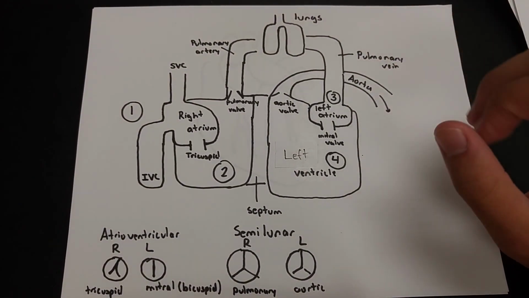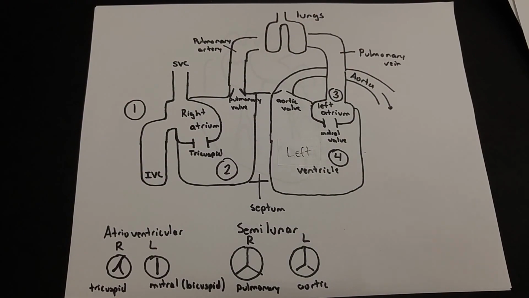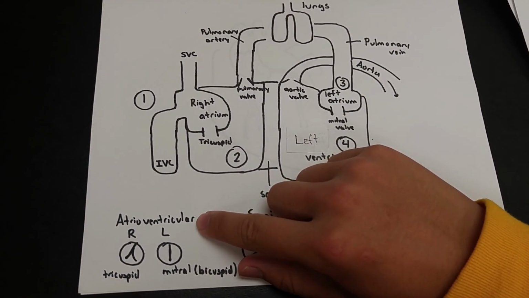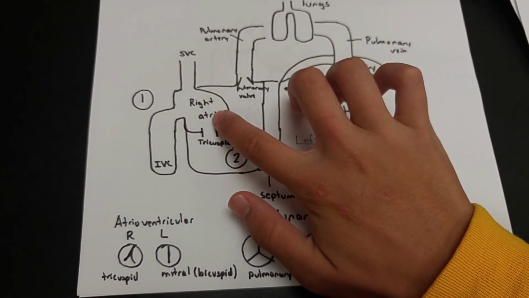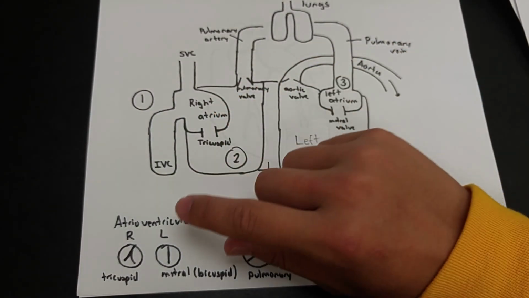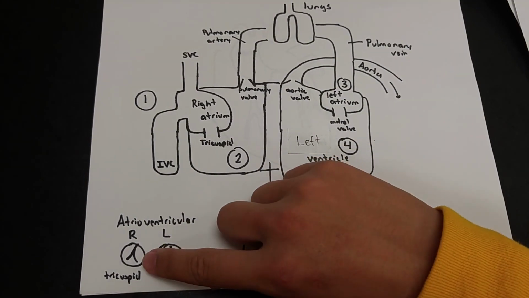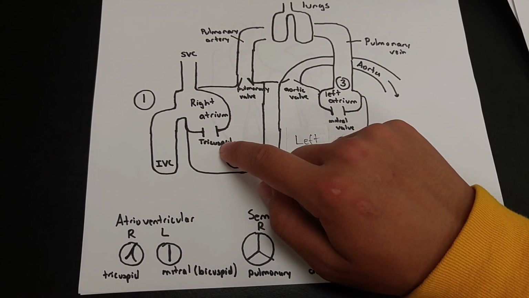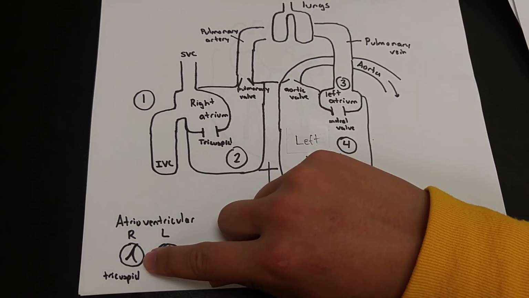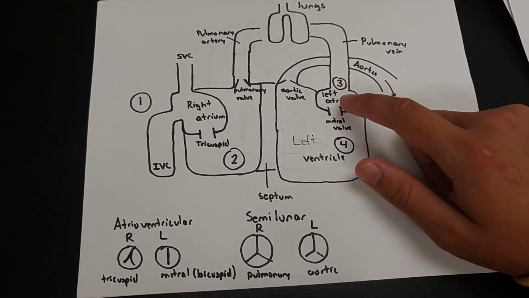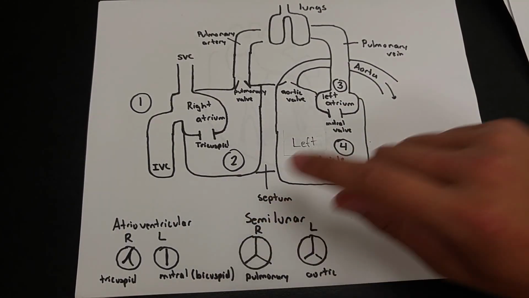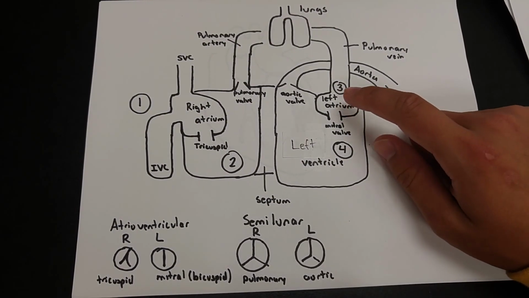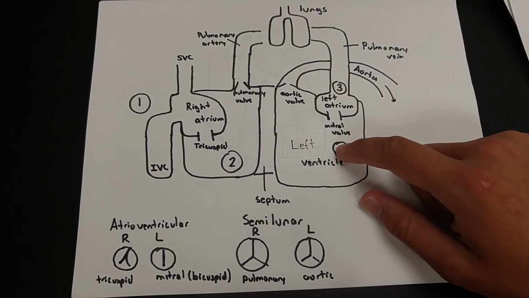Now let's talk about valves for a sec. We have the atrioventricular valves, which are the valves between the atria and the ventricles. That's why it's called atrioventricular. On the right side, we have the tricuspid valve, between the right atrium and the right ventricle. It's called tricuspid because it has three leaflets. On the left side, we have the mitral valve, also known as the bicuspid, because it has two leaflets, and that's between the left atrium and the left ventricle.